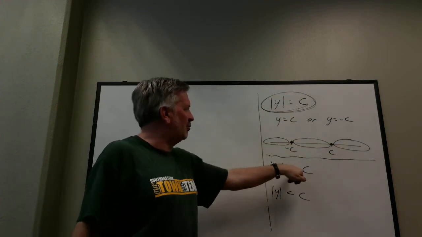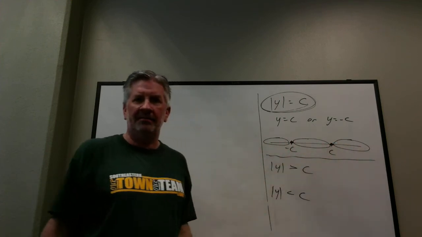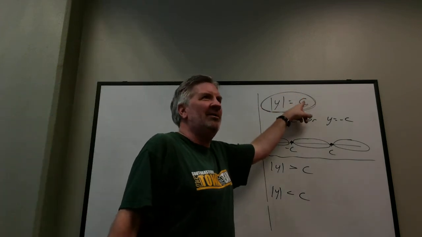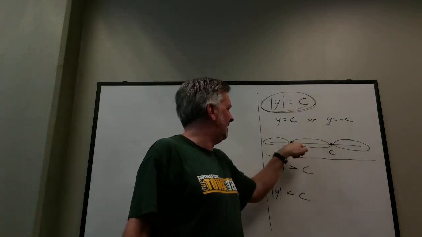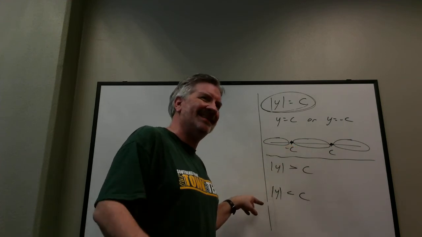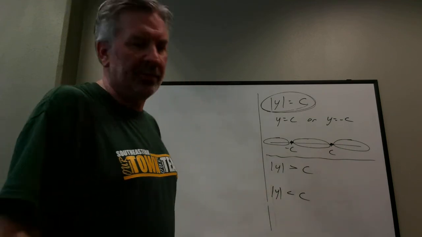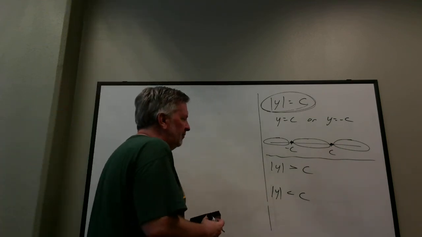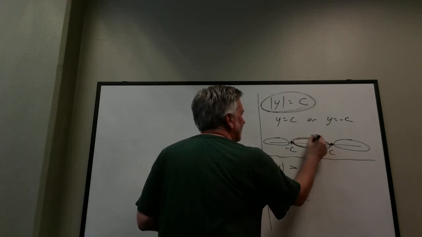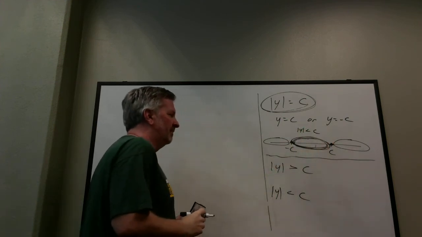So absolute value of y greater than c or less than c is going to be either here or here or here somehow. So I just imagine this picture, right? If the absolute value of y equals c, you're at c and minus c. So if absolute value of y is bigger than c or less than c, you're here, one of these. Okay? So it's just a matter of remembering. So the absolute value of y less than c is here. It's between minus c and c.